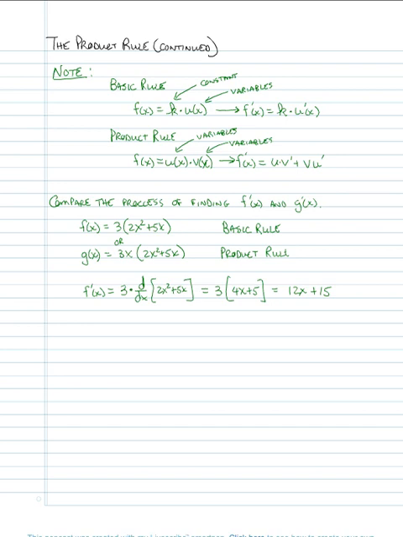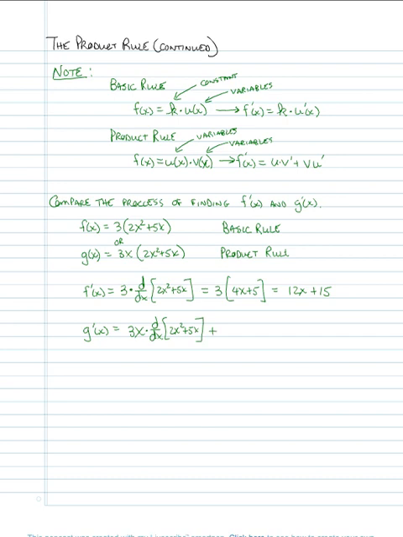On the other hand, g prime of x is much more complicated. The way we'd have to go through that, if we were using the product rule, is we'd have to say first function, which is 3x, times derivative of second function. The second function is 2x squared plus 5x.